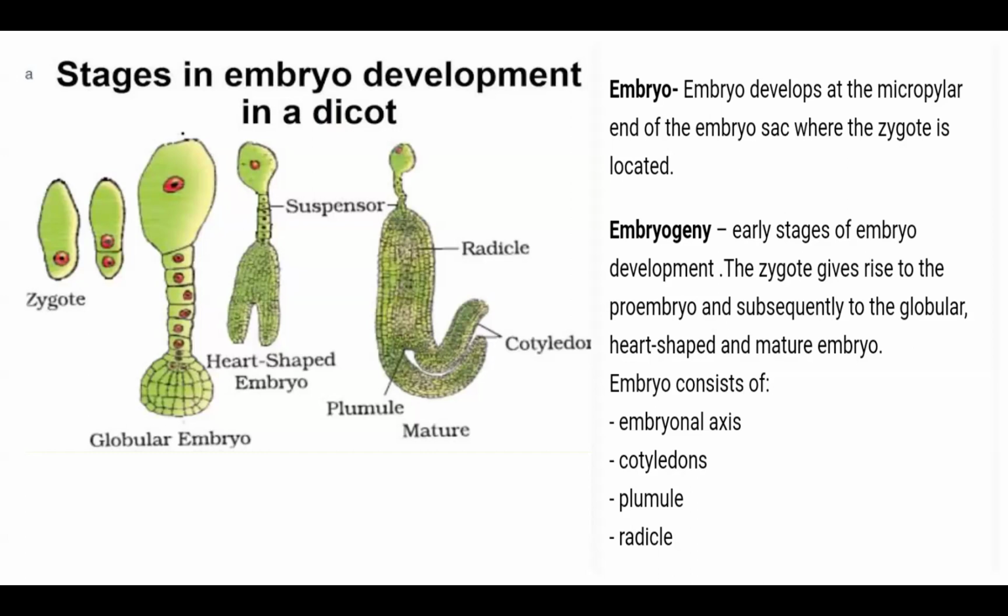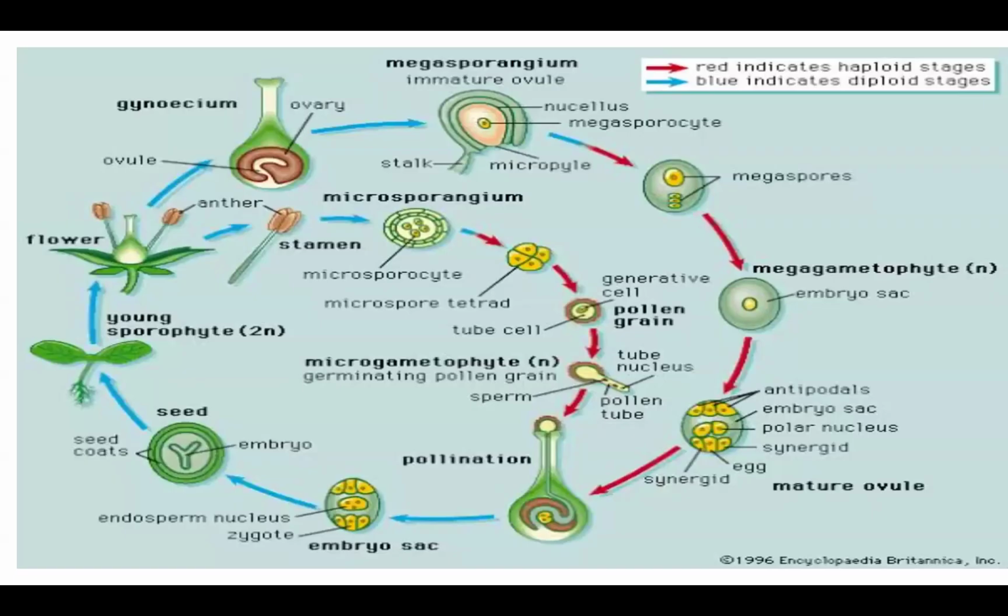Once the embryo develops, then I have the radicle which goes ahead and there is a formation of roots. I have a plumule which goes ahead with shoot differentiation, and I have the leaf-like cotyledons. So this is the structure of a mature embryo.